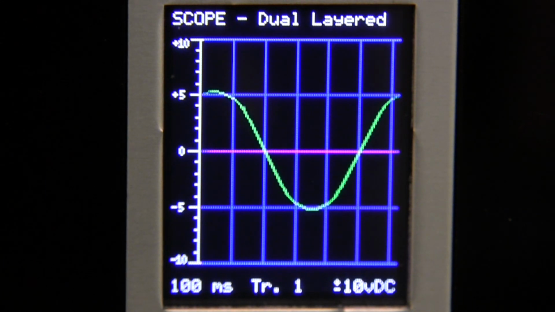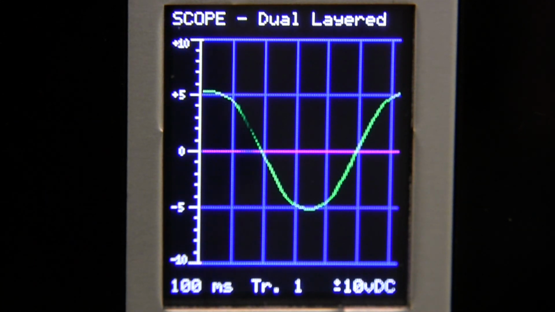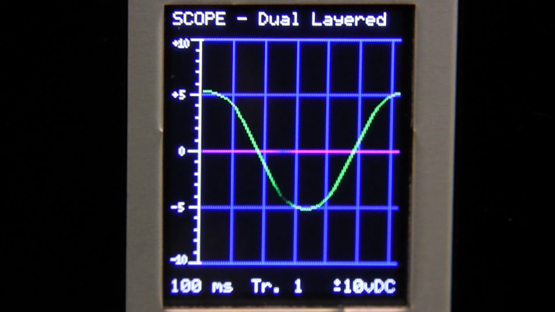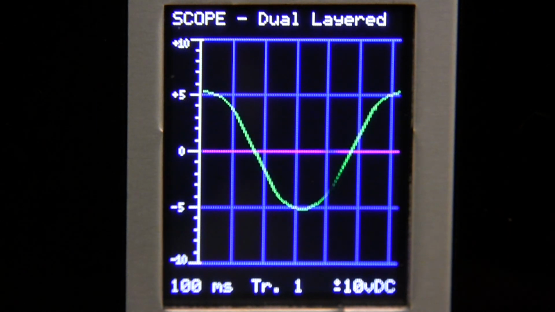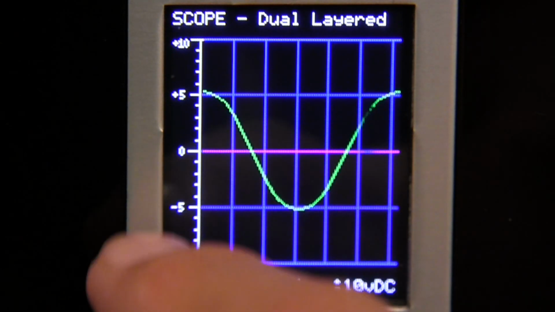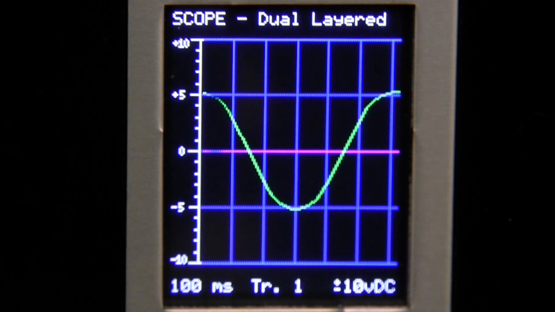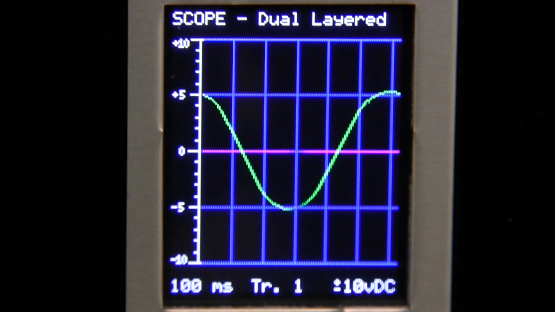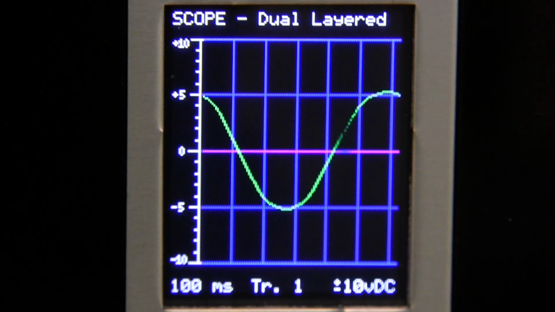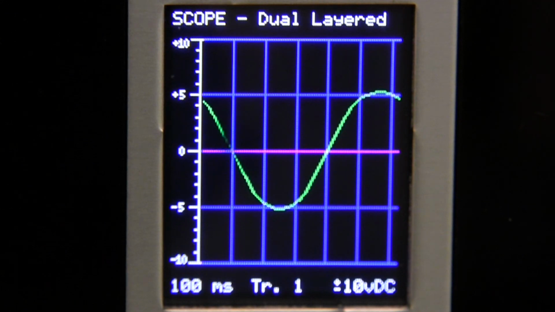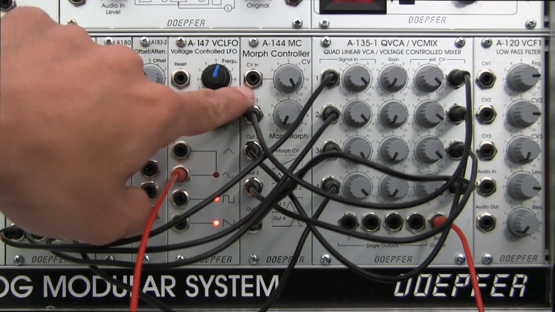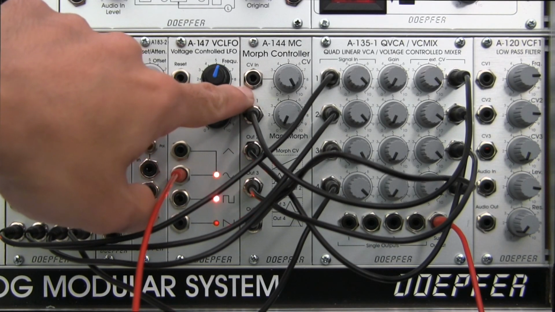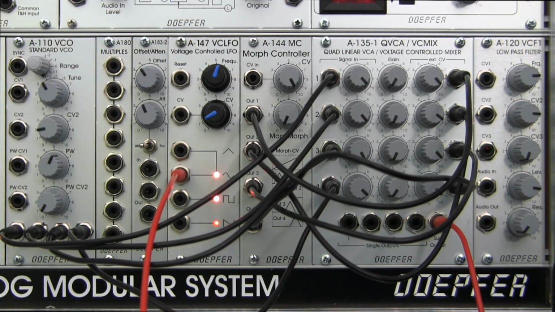There we go. Okay. So we can see our waveform, and it's very clear to us right now that it is actually going below 0. We can see it's going to about -5 right there, and then it's going above to +5. Not exactly what our Morph controller over here in the center needs. It needs 0 to +5.